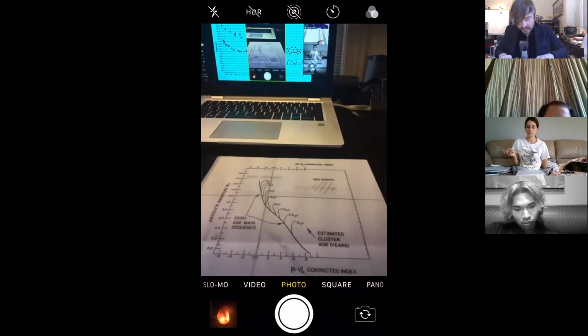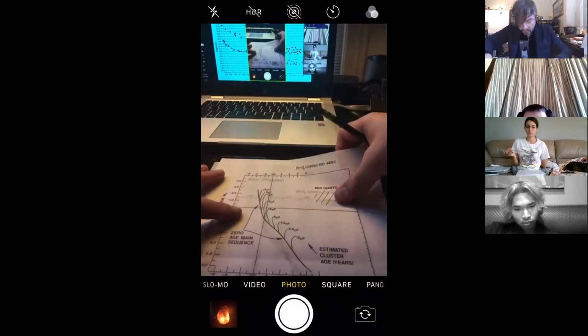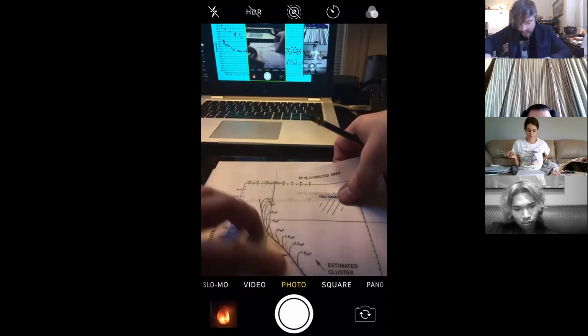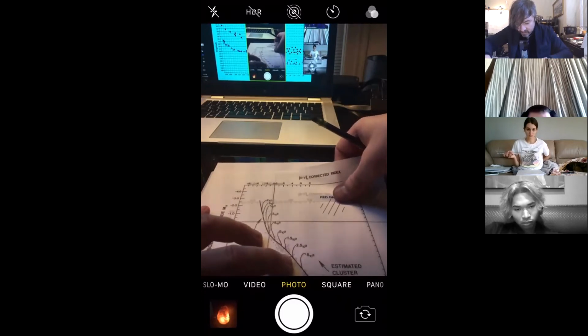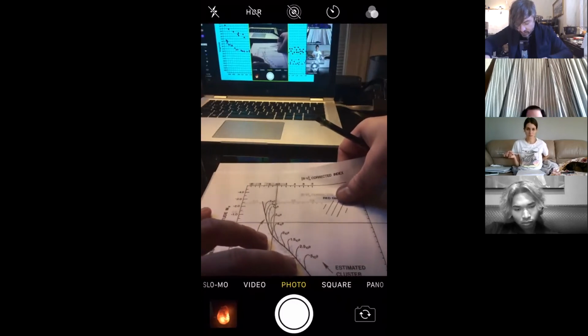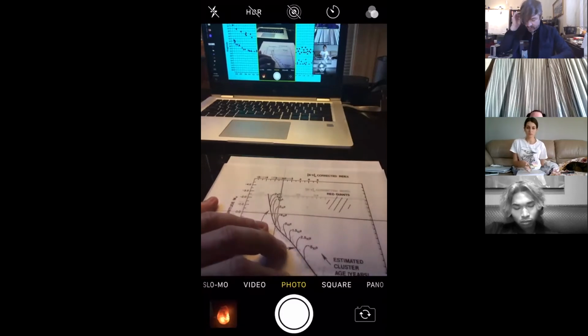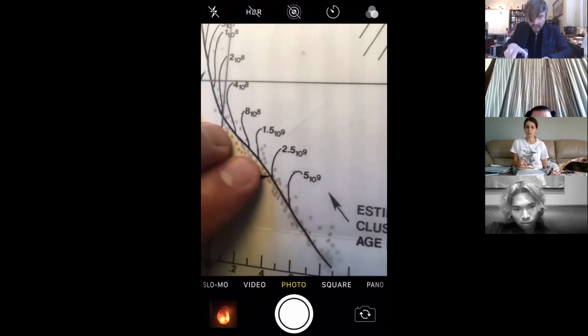And the way I do it is I slide only vertically until my theoretical main sequence makes a best fit line with the observed main sequence. This is why we call it main sequence fitting. We're fitting a real main sequence to the observed main sequence of Pleiades. Let me zoom in with my phone here. And you can see that the theoretical main sequence makes the best fit line.